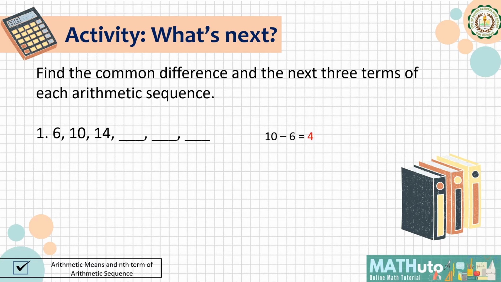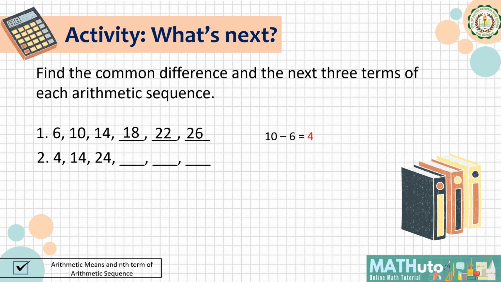10 minus 6 will give us 4. Therefore, the common difference is 4. Using the difference, we can now add to get the next three terms. 14 plus 4 will give us 18, plus 4 is 22, plus 4 is 26.